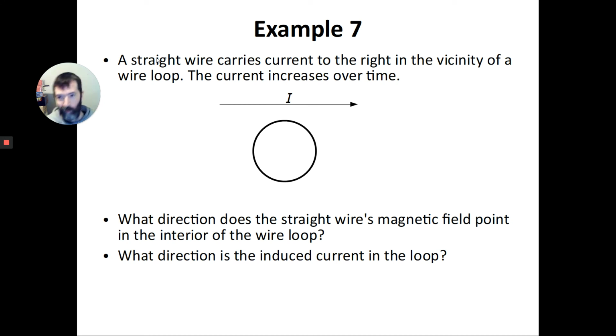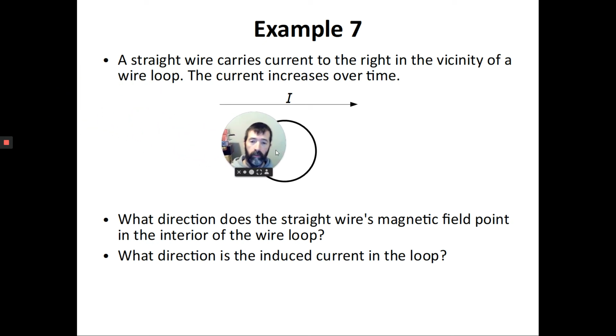Okay, we're almost at the end. I have a current going to the right. I have this loop of wire nearby. And the current is gradually increasing. So the current's getting stronger and stronger. Question 1. What direction does the straight wire's magnetic field point in the interior of the loop? Alright, I guess I have to do another right-hand rule here.